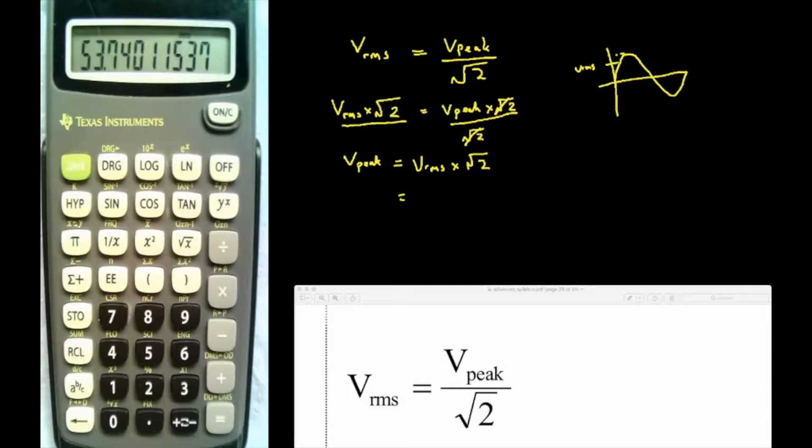Now it isn't exactly the same as before because I ignored the decimal places, but basically if we put in 38 here as VRMS, we'll get a V peak of about 54 volts.